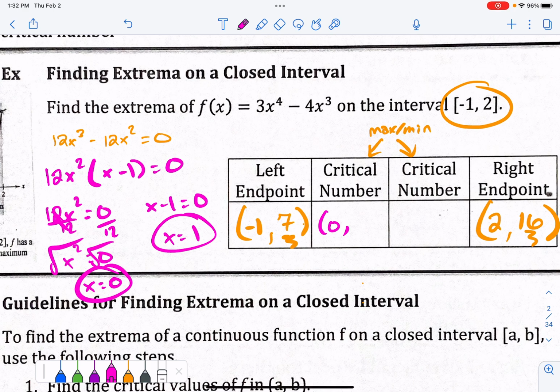So 0 is my critical number. There's something important happening at 0. It's either a max or a min. There's something important happening at 1, and if I want to find the y coordinate for that value, I'm going to plug that into the original to find the original y coordinate value. So if I plug in 0, what do you get? 0.